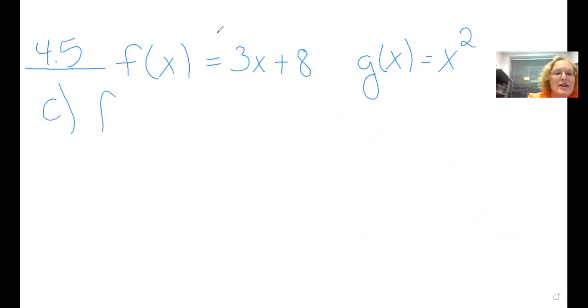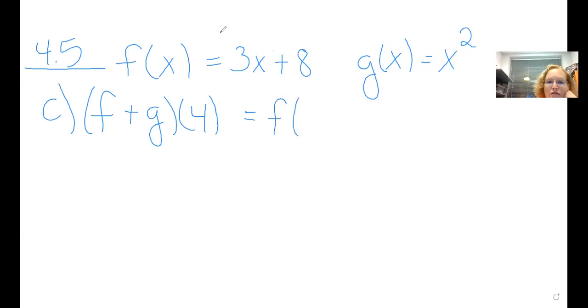So let's try this. Let's do f plus g of 3. Actually, let's not do 3 because I have a 3 in that problem, and I don't want that to confuse you. We'll do f plus g of 4. So remember what this really means: find f when you plug in 4 and add it to g when you plug in 4.